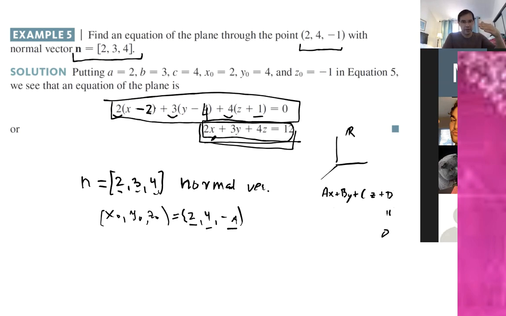To check that, you can take x equals 2, so you have 2 times 2, and y is supposed to be 4, so plus 3 times 4. Okay, and then z is negative 1. So negative 4, that's supposed to be equal to 1. Okay, so that's a check. And then you can check that this vector is a normal vector to this given point.